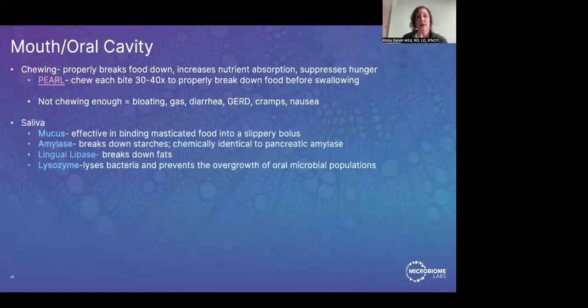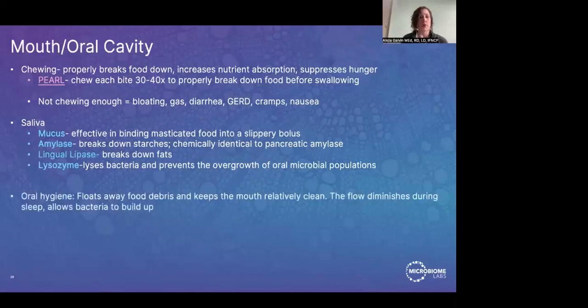Now, saliva is made up of several things. Definitely the mucus, obviously, to help with moistening the food. But then it has a few different enzymes. It has amylase, which is going to break down starches. It has lingual lipase, which starts to help break down fats. And then it has lysozyme, which will lyse the bacteria and start to prevent overgrowth of any oral microbial population. So oral hygiene will be really important to explore with your patients.